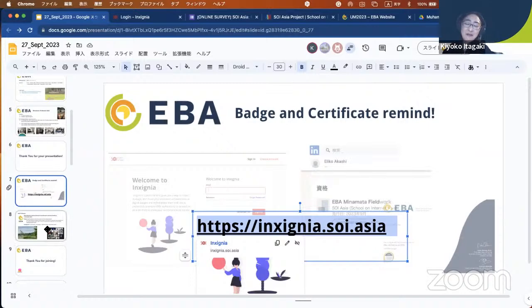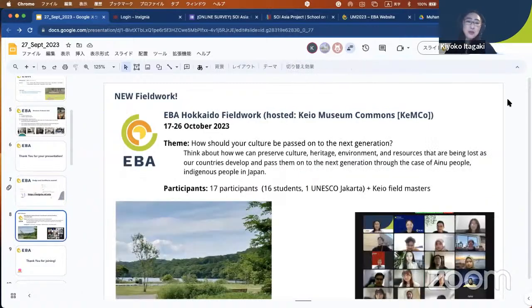Thank you very much. One last announcement from the EBA project team is that we have a new fieldwork coming up. The EBA Hokkaido fieldwork will be conducted in October, and we are now conducting the online pre-work sessions. The theme is how should your culture be passed on to the next generation. After this fieldwork, we plan a presentation session in this monthly seminar later on, to be announced. If anyone is interested, please join that monthly seminar again. That's all from the EBA team. Thank you very much to all the participants for the fieldwork. Let's have a last round of applause for the EBA participants.